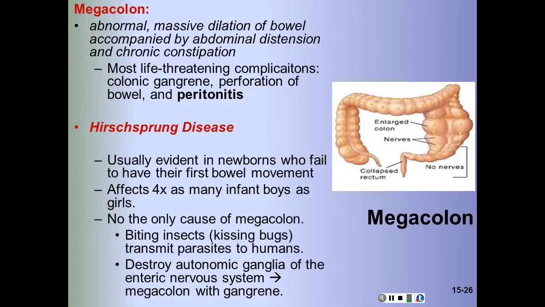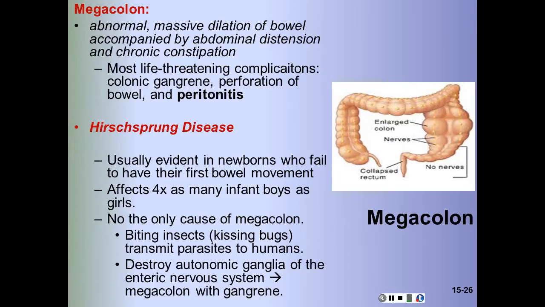But then you have those that are life-threatening complications, and that's when they have colonic gangrene. You have perforation of the bowel, and of course you have bacterial infection. It also goes on to say that Hirschsprung disease is one of the causes of megacolon, and is usually evident in newborns who fail to have their very first bowel movement, and it affects 4 times as many infant boys as it does girls.